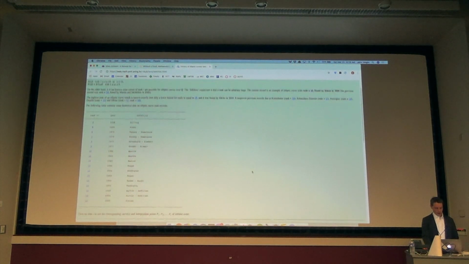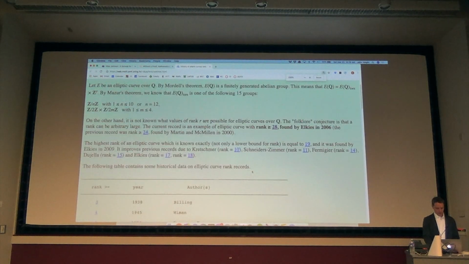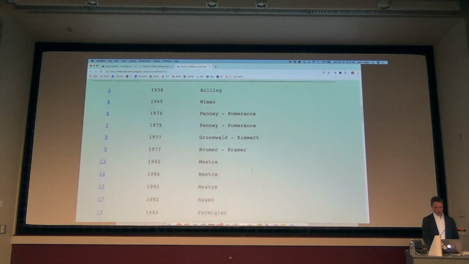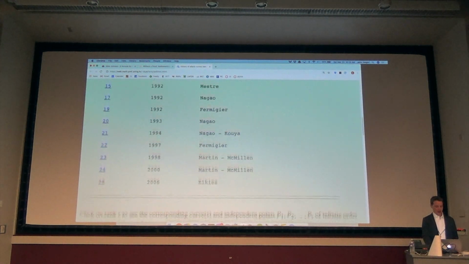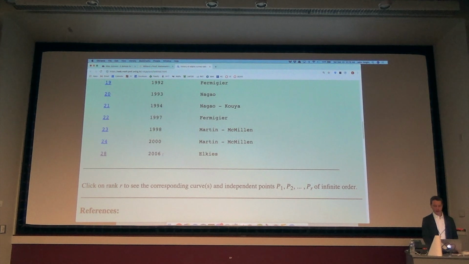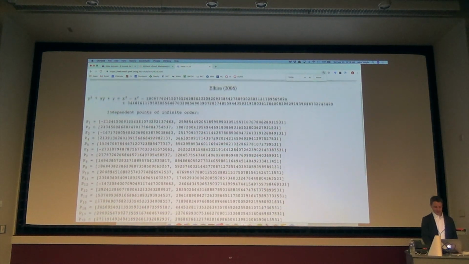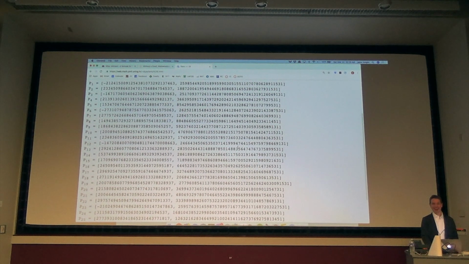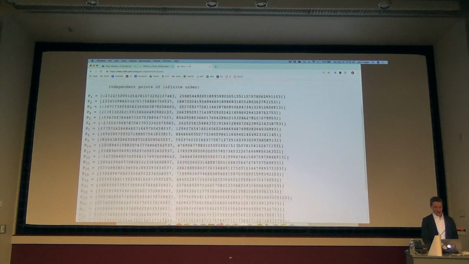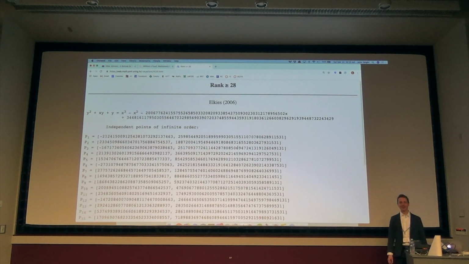So here are the rank bounds. You can't read that. Okay, now you can read. So here are rank bounds in history. And the rank 28 curve was found in 2006. You can see I clicked on it. There you go. Those are the points. I don't know, what do you think? When I see that, I don't see big numbers. That's the kind of weird number theorist I am. They're not too big.